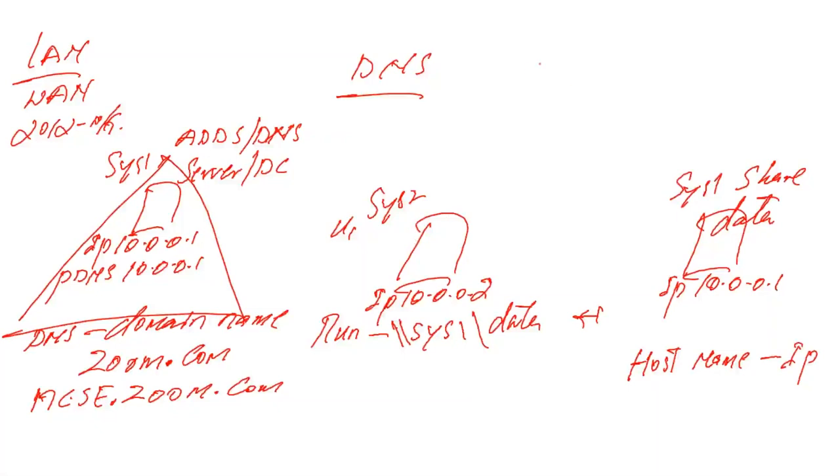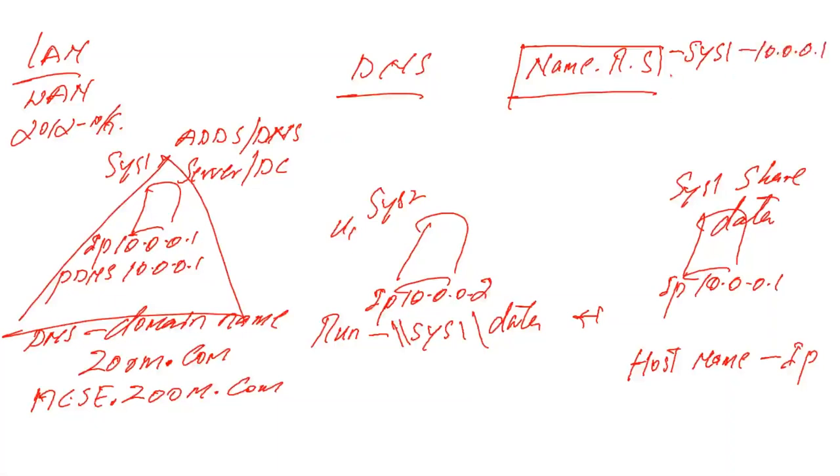So once you press enter, in our network we have one service, and that service is called the name resolving service. What does the name resolving service contain? It contains how many machines we have in our network, those machines' host names, and their corresponding IP addresses. So the name resolving service has information about system 2 and that machine's IP address, and also about system 3 and that machine's IP address.